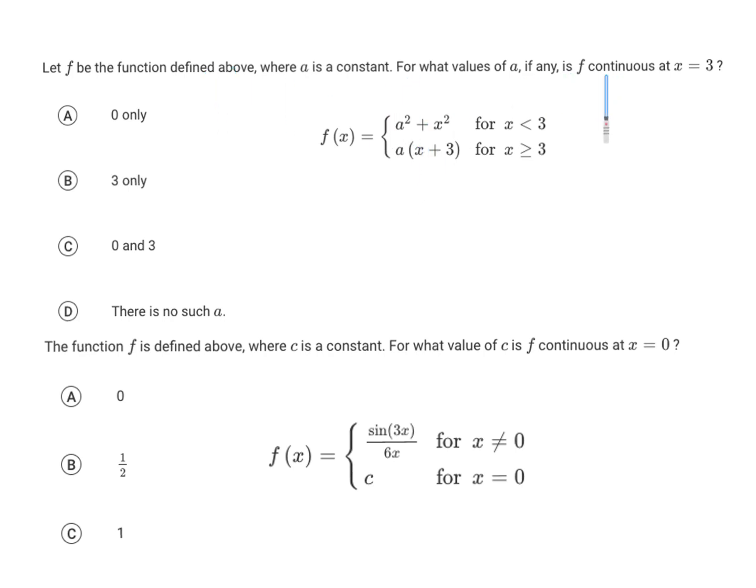For what function makes it continuous at 3? Set them equal to each other. Where am I putting that 3? You know it. Boop. Set them equal to each other. We got a squared plus 9 equals a times. Beautiful. I haven't seen one quite like that yet.